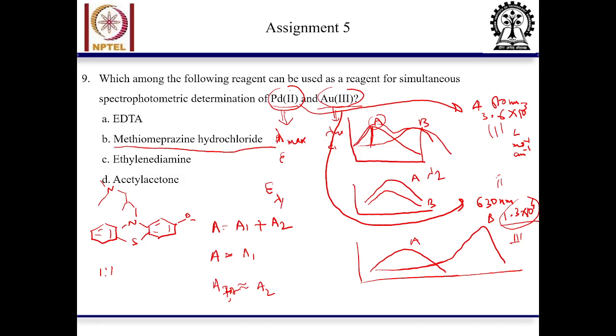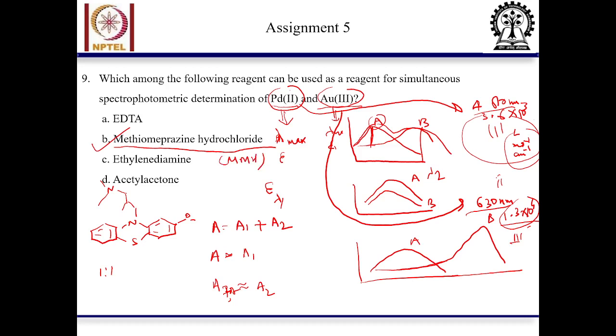So for d-d transitions, you see it will be on the order of 5 to 100, which is very less. But here, the first thing is that it's mostly a charge transfer complex. That's why epsilon max is very high. And the second thing is that their absorption maxima are separated. So that's where we can find the methionine hydrogen chloride, which is also called MMH, right?